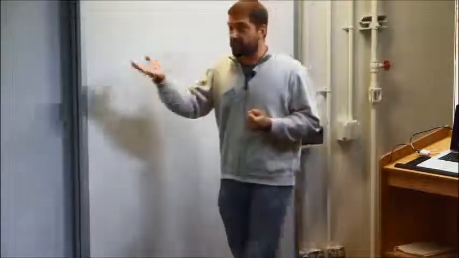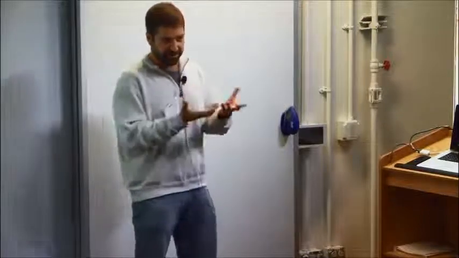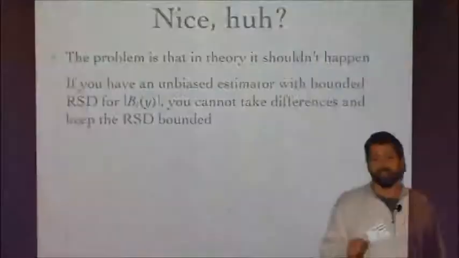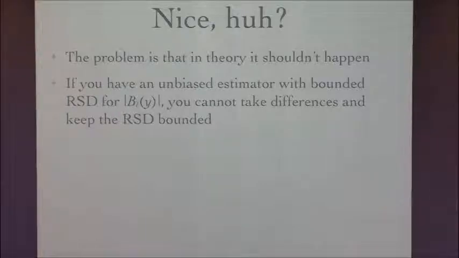It shouldn't work in theory, but when you check against the ground truth, it actually works, and everybody is doing this, just to say I'm not the crazy guy. The basic problem here is that you cannot take the difference of two estimators with a bounded RSD and get an estimator with a bounded RSD. You can get the sum of two positive estimators with a bounded RSD and get the same RSD, but you cannot take the differences.